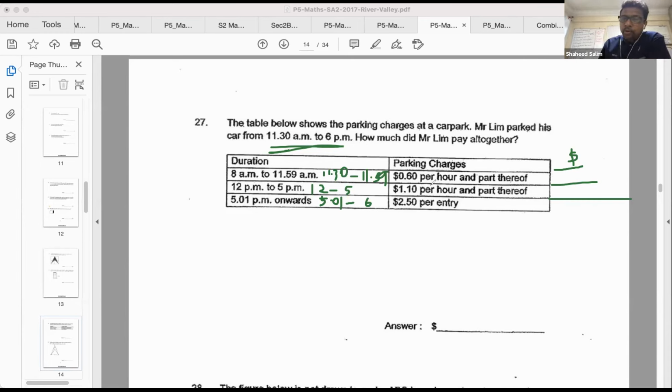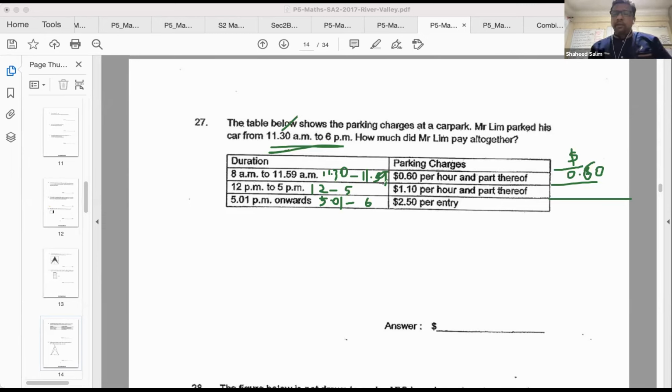7 o'clock. So I'm going to do it now. 60 cents per hour. 11:30 to 11:59 is not even 1 hour, so this must be 60 cents. Now, again, why am I putting it here? 11:30 to 11:59 because it starts at 11:30. And then down here, this is the price until 11:59, so we must put until 11:59. 60 cents because it's less than 1 hour.